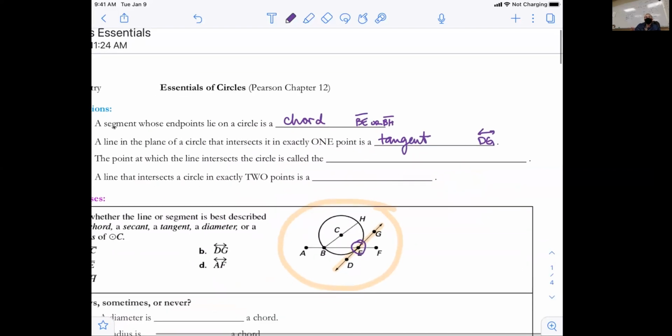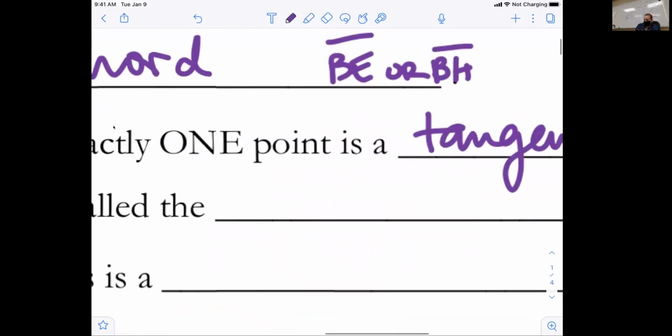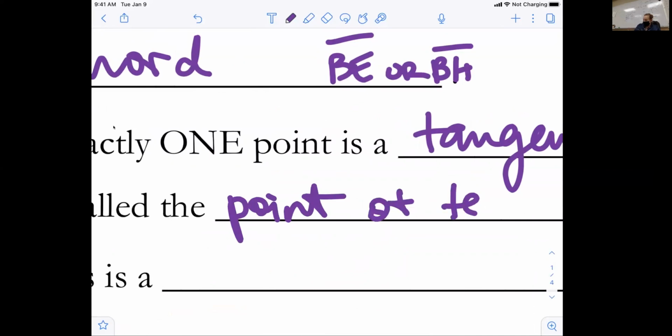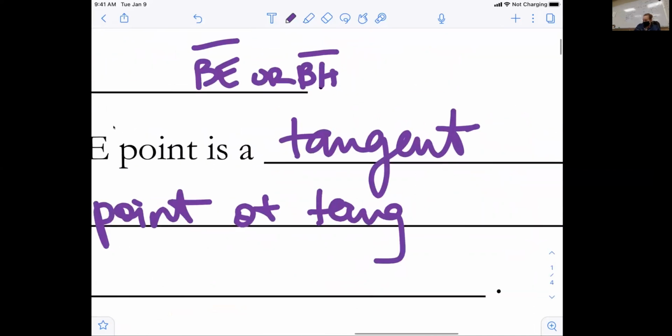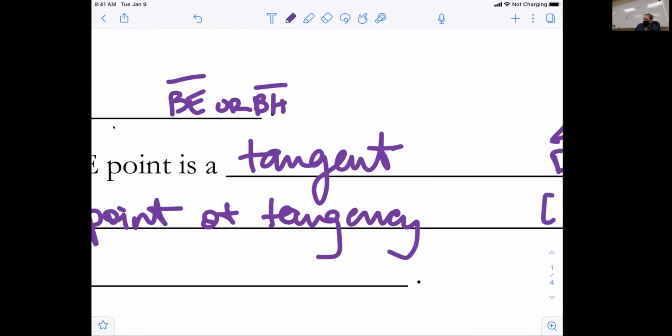The next vocab word goes with this one. It's the point at which the line intersects with the circle. It's called the point of tangency. I think it's kind of silly when you have definitions that are almost the same thing, but one's a line and one's the point of the line. But that's all right. We're going to call it the point of tangency. And that is point E. That's the point where the line intersects with the circle, and it's exactly that one point.